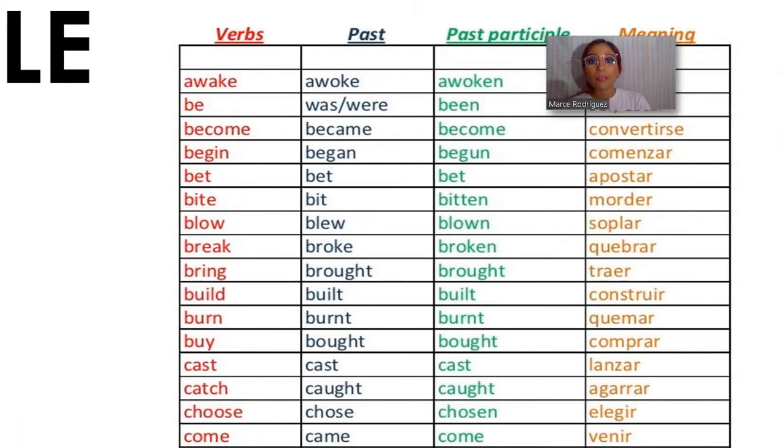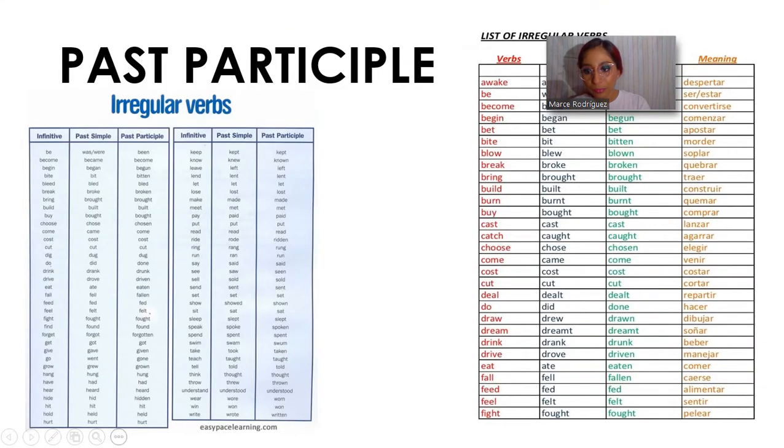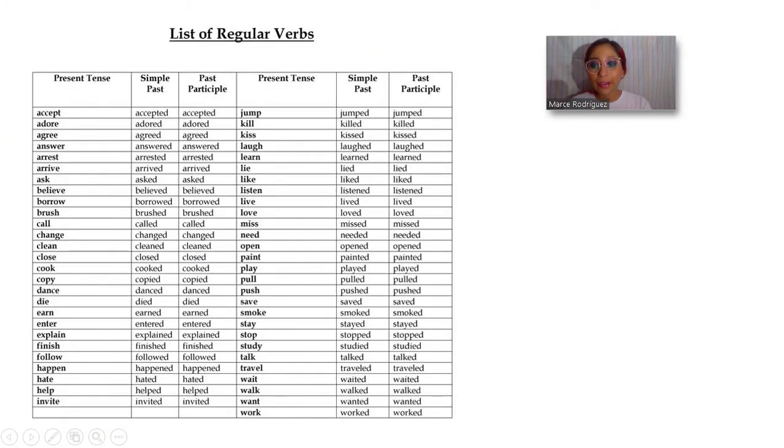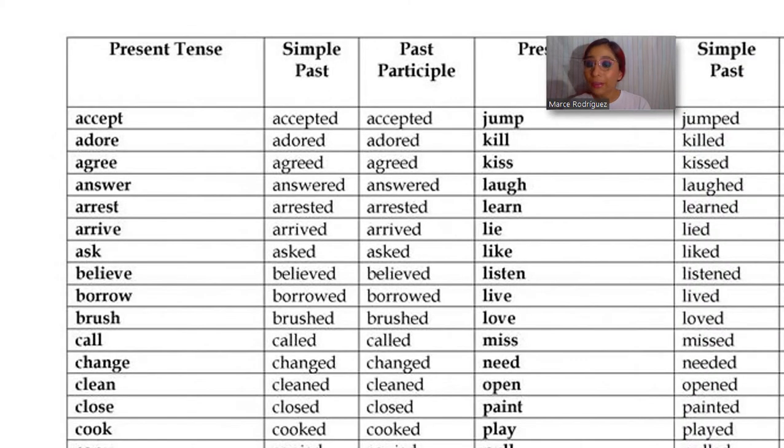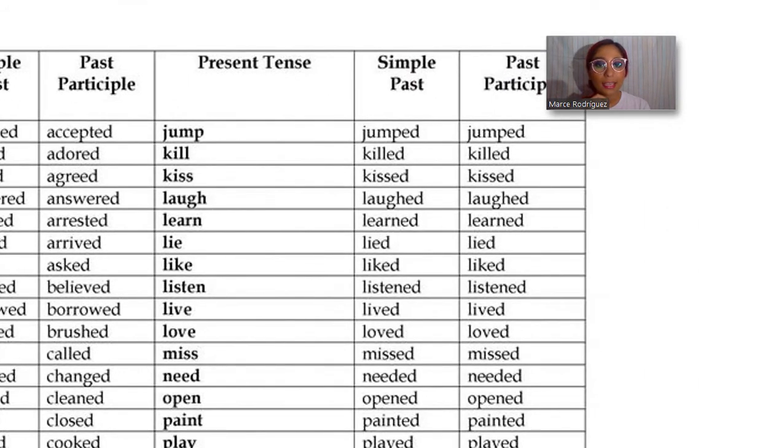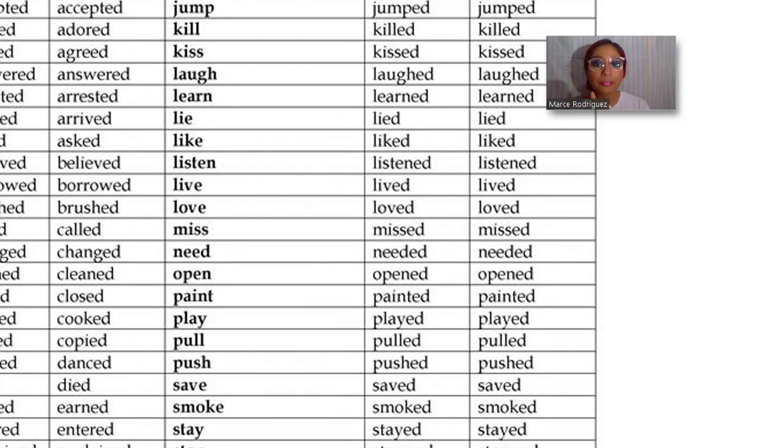Okay, now remember we learned also the regular verbs. Remember that the regular verbs are the verbs that we only add -ed at the end, like kiss, kissed, kissed, love, loved, loved, lie, lied, lied, like, liked, liked, listen, listened, listened. Okay, miss, missed, missed, need, needed, needed.